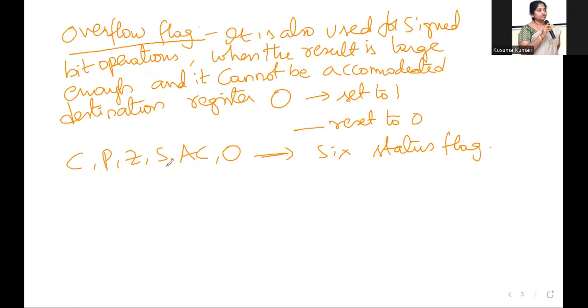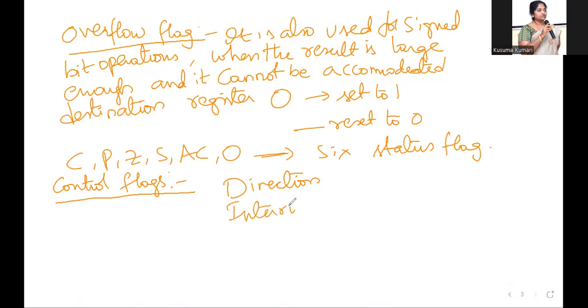Next one is the control flags. Already I told you, processor control flags. So what are those? That is the direction flag, interrupt flag, and next one is the trap flag. Now what are the direction flag, interrupt flag, and the trap flag?